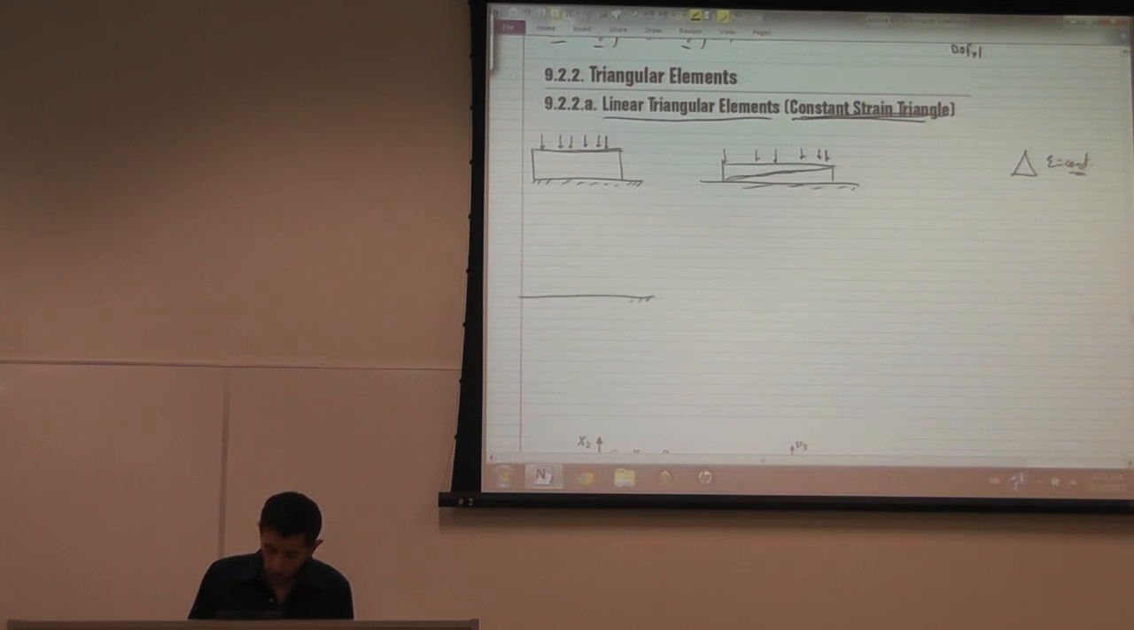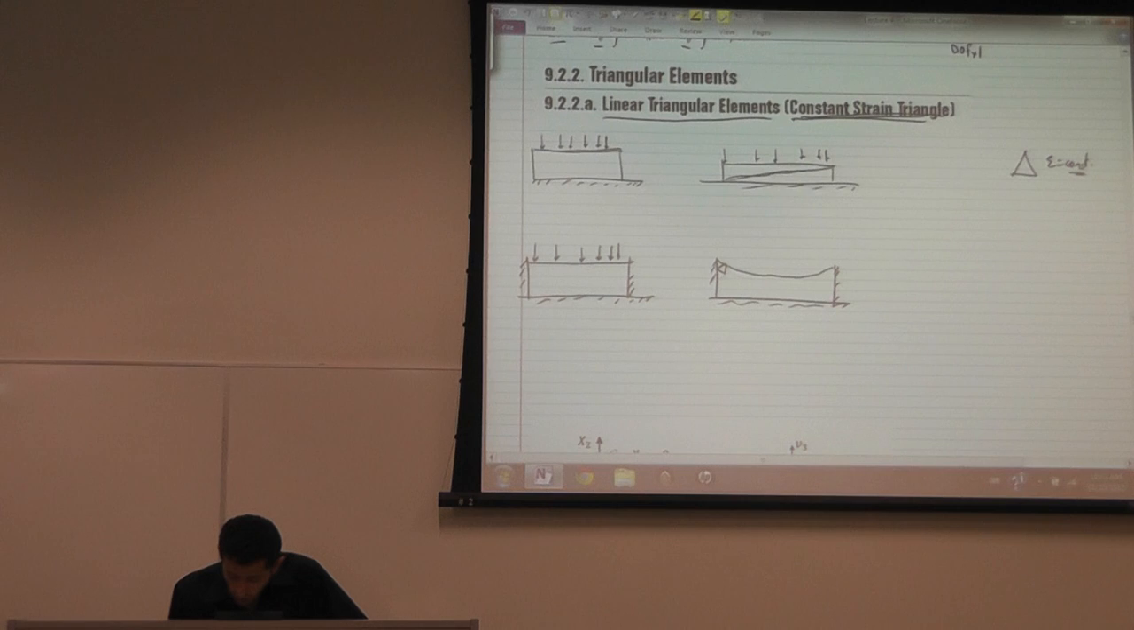However, if your boundaries are like this, and you apply load, and then this is your actual strain, then you cannot use those two elements. You're going to have to utilize more elements such that the strain on each element is almost constant. So two elements are enough.